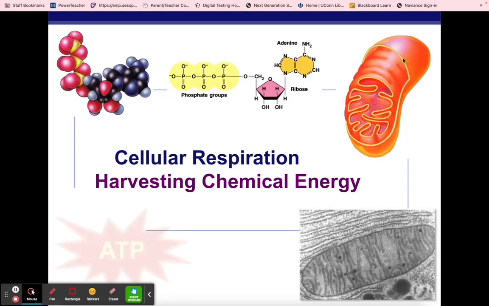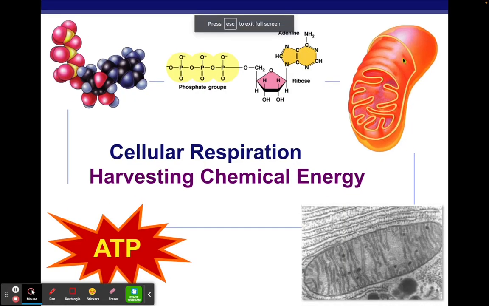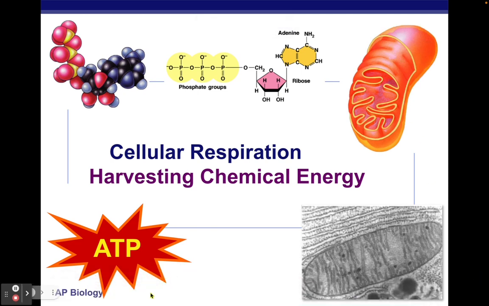All right, guys, this is going to be a long one, but I am actually condensing this from what it was before, so you're welcome. All right, so we've been talking about ATP, and we got into a little bit of cellular respiration, but this is going to be cellular respiration in detail.